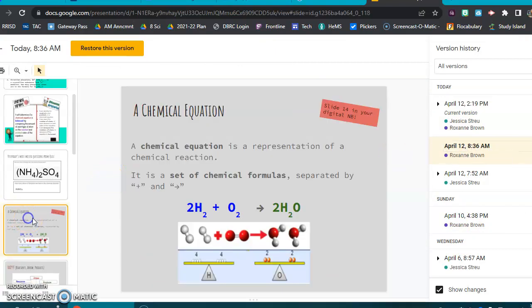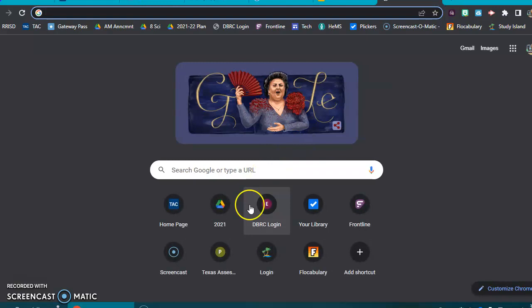Okay, so the first thing is what is a chemical equation? It is a representation, and this is slide 14 in your digital notebook, a chemical representation of a chemical reaction. And you know what? I'm going to go get my notebook. So hold on.